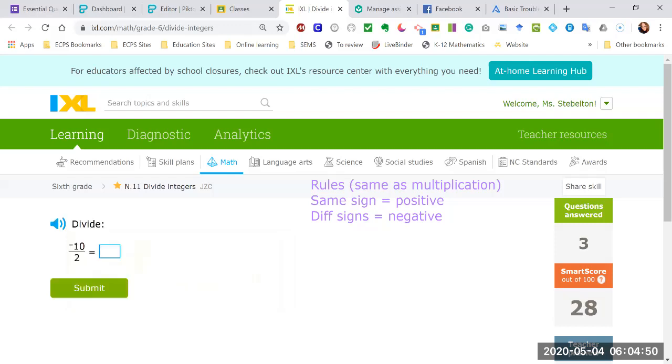All right, and then for my last example, I have negative 10 being divided by a positive 2. They are different signs, so my answer will be negative. And then 2 goes into 10 5 times. And that would be my answer.